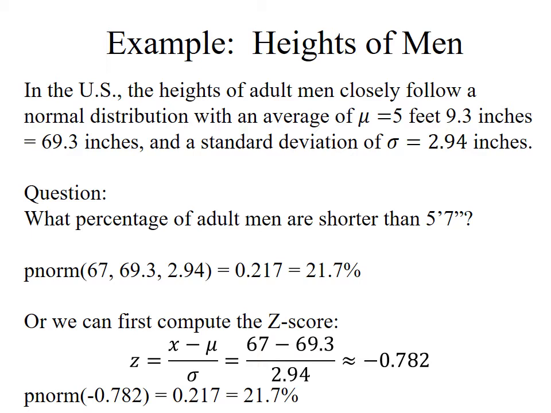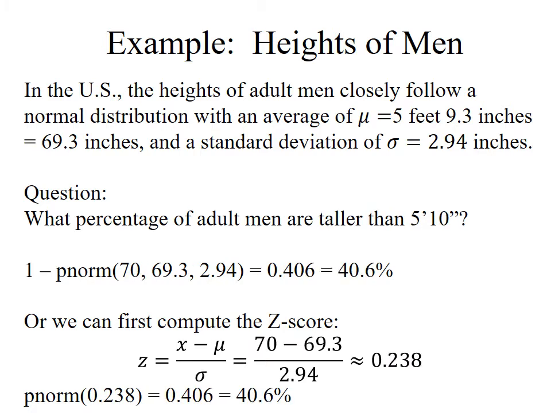I can also do this by first computing a z-score. I can get my z-score by taking my value minus the mean divided by the standard deviation, so I've got 67 minus 69.3 over 2.94. That's a z-score of negative 0.782, meaning that 5 foot 7 inches is 0.782 standard deviations below the mean. So then I can take that and put that directly into pnorm. pnorm of negative 0.782 gives me exactly the same number, 0.217. 21.7% of adult men in the US are shorter than 5 foot 7 inches.